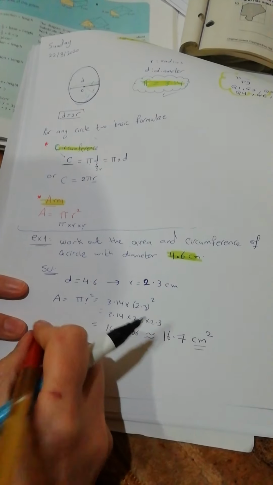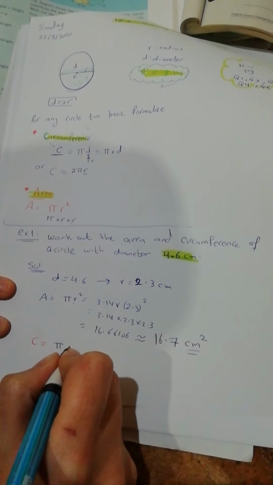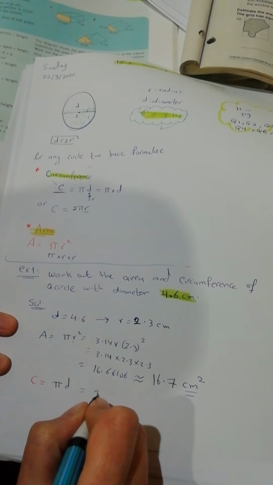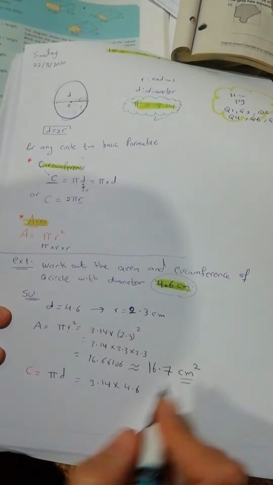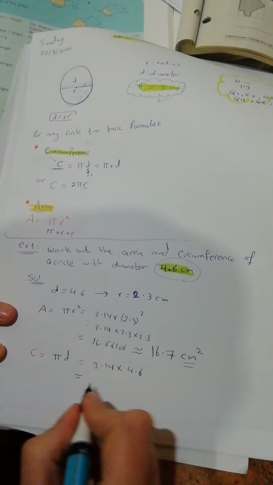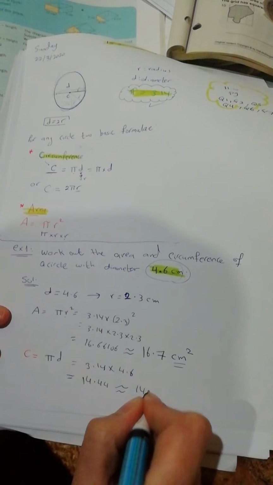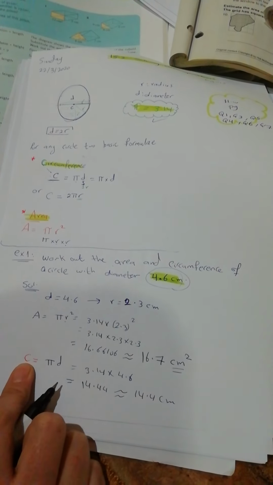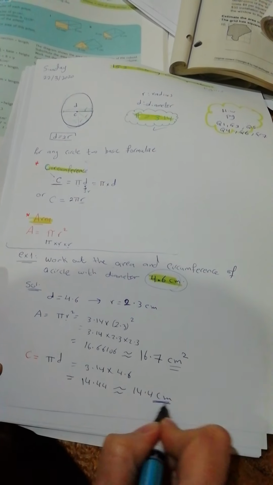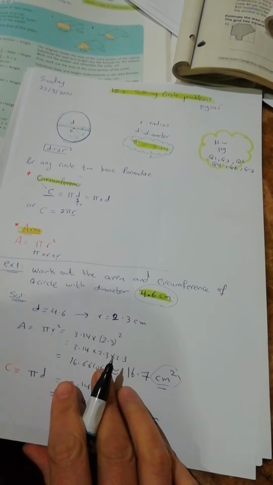Now the circumference, which is pi times D, which is 3.14 times 4.6, the diameter, equals 14.44, approximately 14.4 centimeters, because the circumference is one dimension. We are talking about distance. That's why centimeter here, but the area is centimeter squared. Let's take another example.